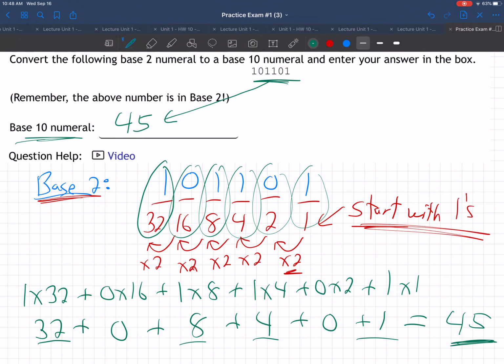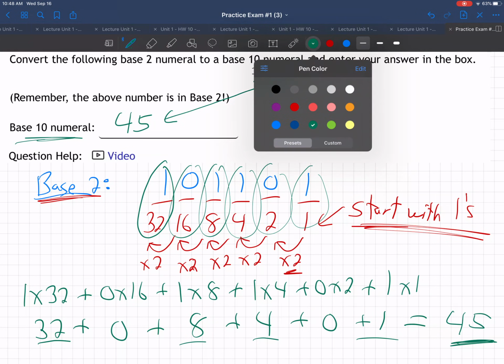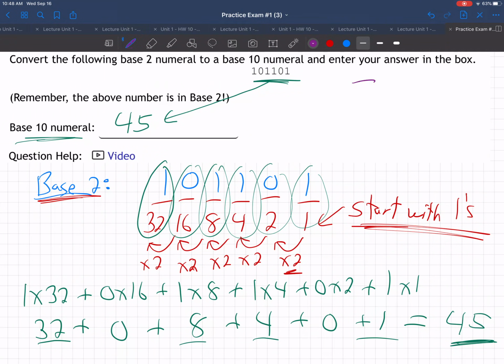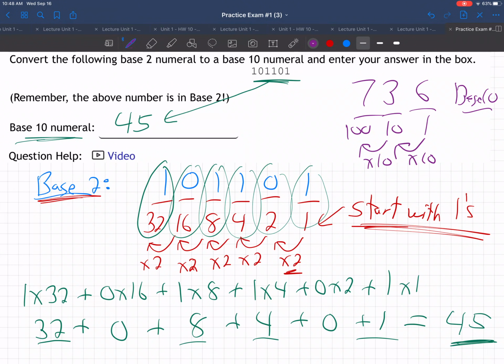If that seems totally weird to you, think about it: that's what we do in the base 10 system. When I write the number 736 in our system, in base 10, this is the 1's place, this is the 10's, this is the 100's. What are we doing there? We're multiplying by 10 every time. That's how you do it in base 10. In the base 2 system, you multiply by 2 every time. You always start with the 1's place, and then you multiply by the base number.